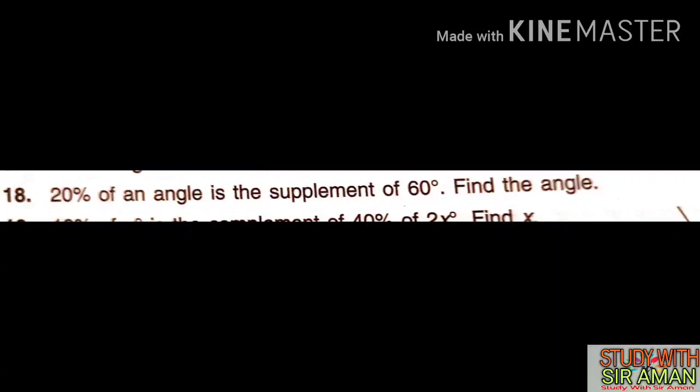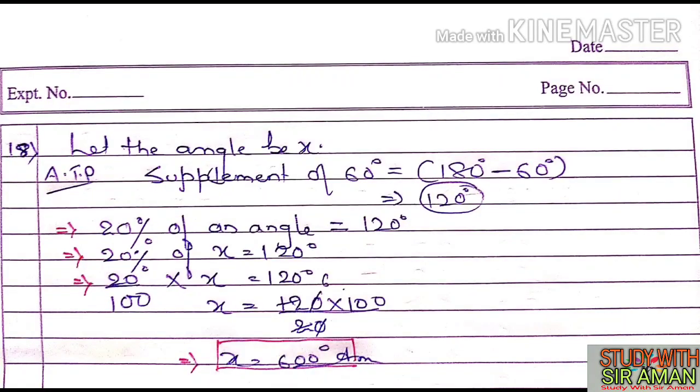Supplement of 60 you have done. Supplement of 60 means 180 degree minus 60. The second part is okay. Find the angle. How will we solve? Check, very important and very easy. So I have told you, let the angle be x. Next part is supplement of 60, 180 degree minus 60, 120. According to the question, 20% of an angle is equal to 120. 120 is coming from the first step, you can see. So the angle we don't know, x, so 20% of x is 120, therefore simplify, x is 600 degree. Okay, clear?